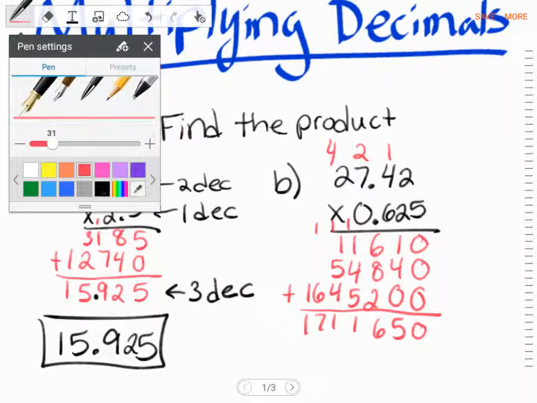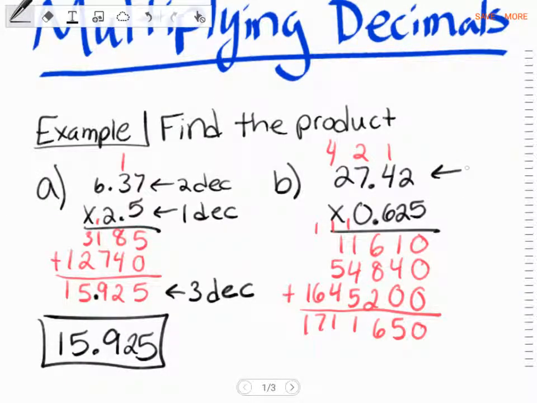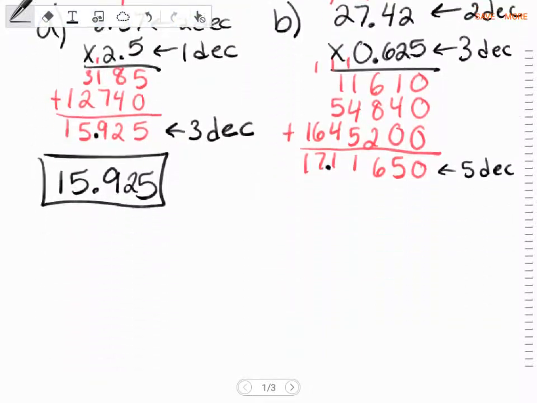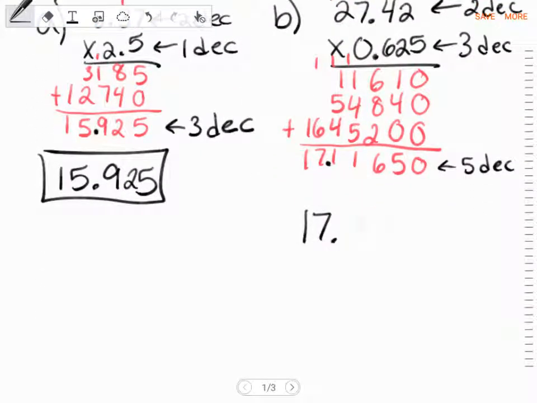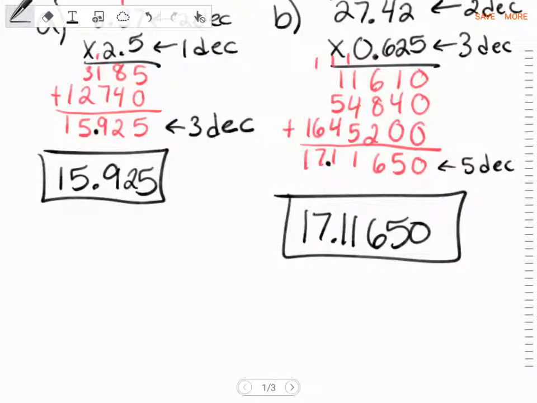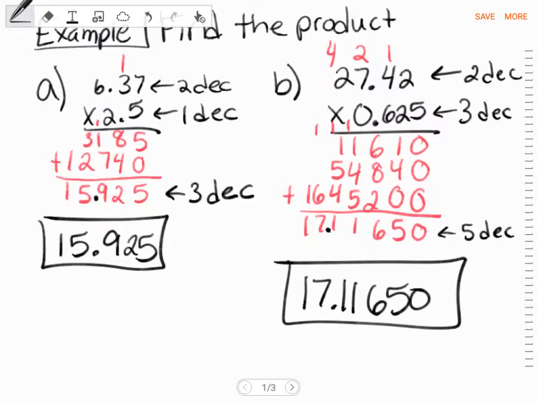Let me get my black back. Here I've got 2 decimal places, so count up all those numbers, however many numbers there are behind the decimal. We've got 2 decimal places. Here we've got 3 decimal places. So total we should be looking at 5. So count from the end, 1, 2, 3, 4, 5. Decimal is going to go right there, so our answer is 17.11650. And you're done.